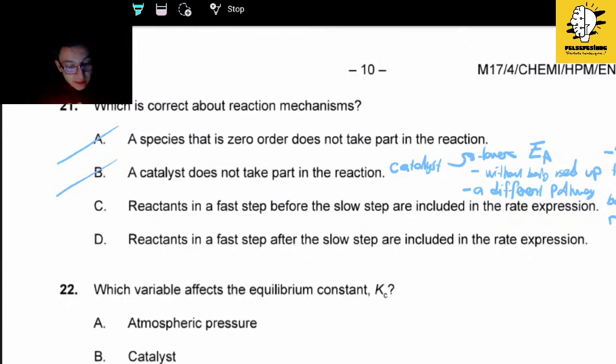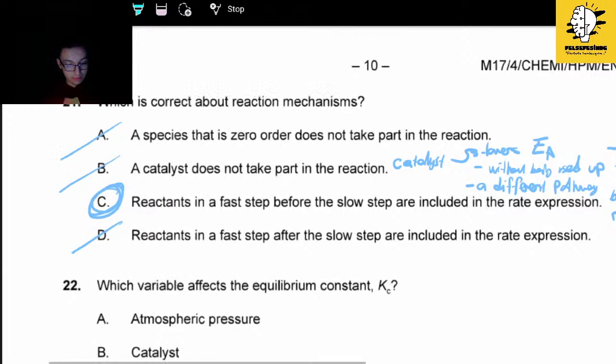But you see, reactants in a fast step before the slow step are included in the rate expression. Definitely, this is correct. We talked about this in SN1 and SN2 mechanisms previously, yesterday. So the reactants in a fast step after the slow step are included in the rate expression? This is wrong. They are not included.